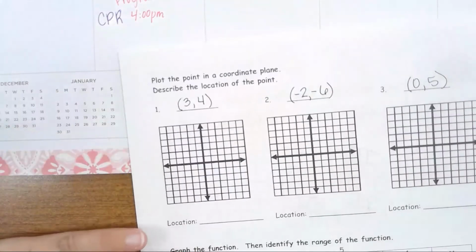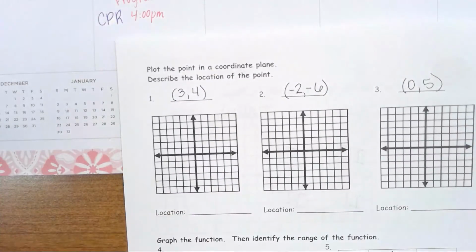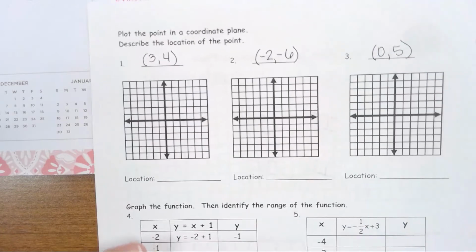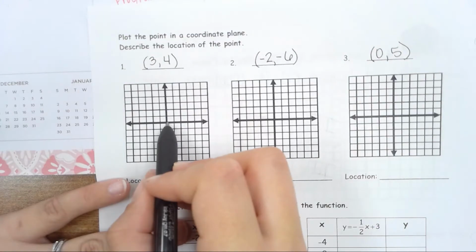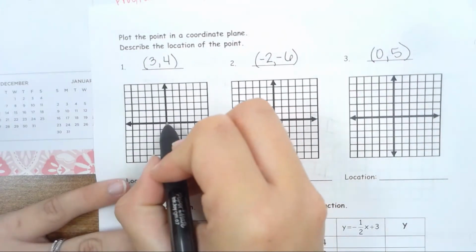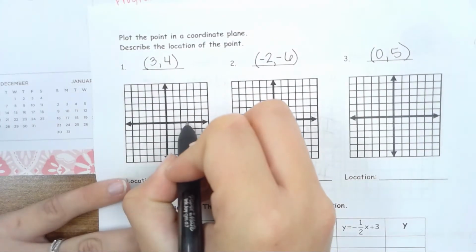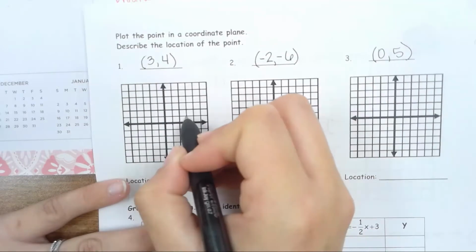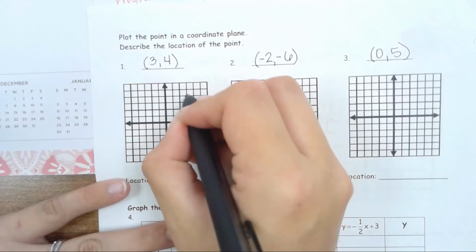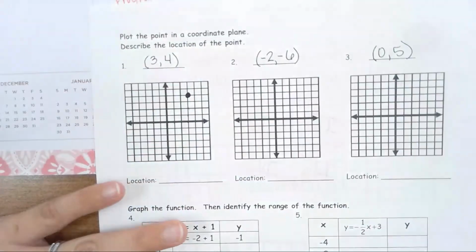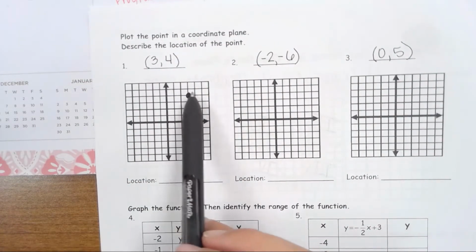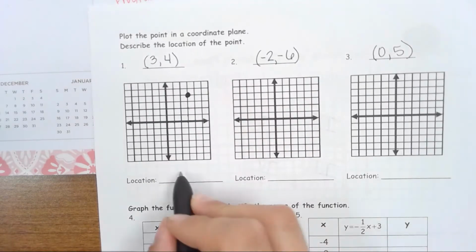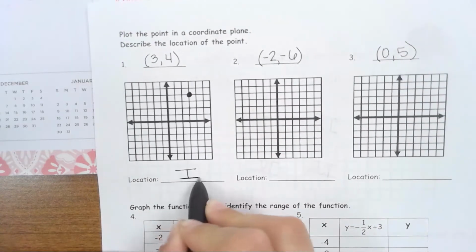Okay, next part. So plot the point on a coordinate plane and describe the location of the point. So now we're going to be plotting them. So they want us to plot 3, 4. So again, start at the origin. 3 is a +3, which means we're going to go right 3. 4 is a +4, so that means we're going to go up 4. And this is where that location is going to go. And the location of this point is in our first quadrant. So I'm going to label the location as the Roman numeral 1.